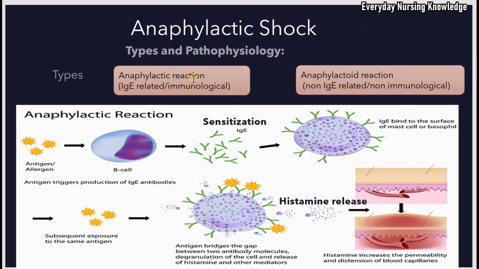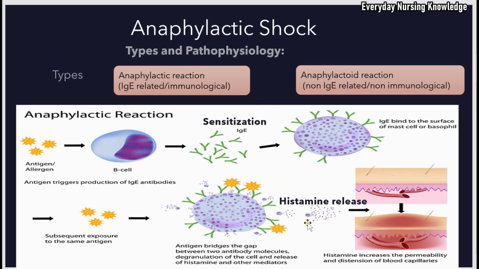So anaphylactic reaction is also called IgE related. It's because this reaction happens due to the presence of antibodies in our body. It is also called immunological. Now in anaphylactoid reaction, there is no production of antibodies. So antibodies don't bind to white blood cells. Instead, exposure to the antigen leads the mast cells and basophils to release histamine. As a result, this histamine produces severe signs and symptoms in anaphylactic shock. Even though there are two types of reaction, the signs and symptoms are secondary to the release of histamine.